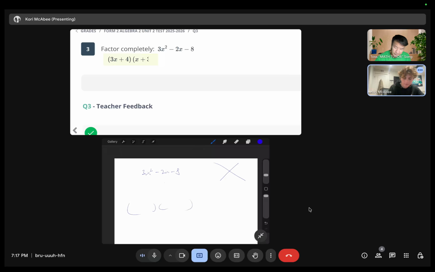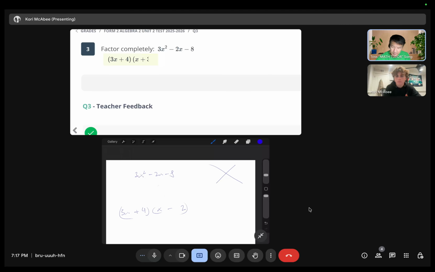So the final answer will be 3x. Let me double check. 4 here, nope. 2 here, and 4 here. Yep, so this is going to be the final answer, but I'll show you how to get that using the grouping method or the x method. And it's going to be a minus here and plus here. So I'm going to show you the work in between.